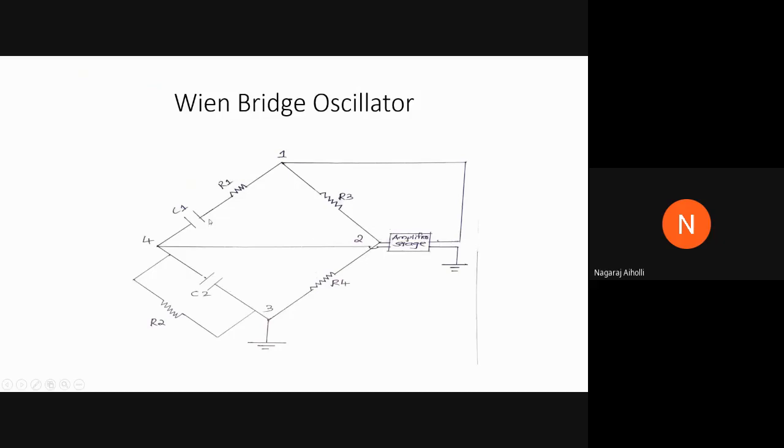Here there is a combination of R1 C1, R2 C2 in parallel, and we have R3 and R4 resistors.